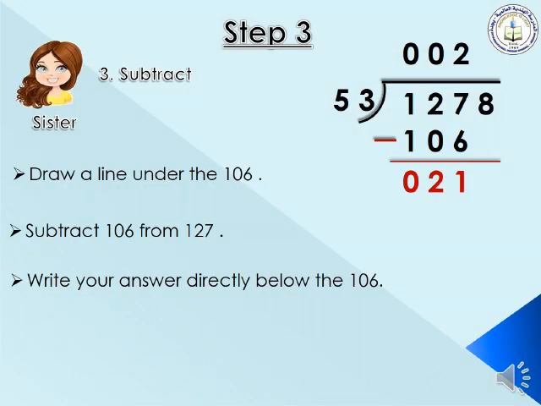What is sister doing? Sister is going to subtract. That is step 3. Then 106 subtract from 127. That means 7 minus 6 is equal to 1, 2 minus 0 is equal to 2, 1 minus 1 is equal to 0. This is step 3.